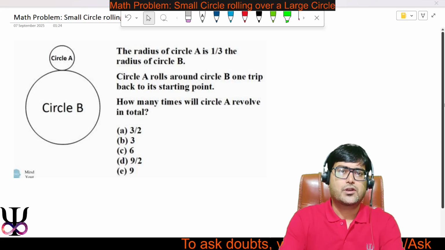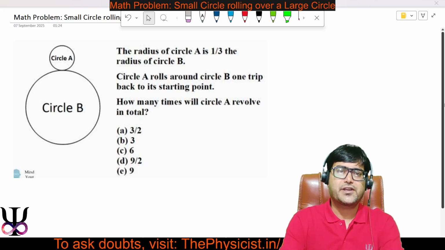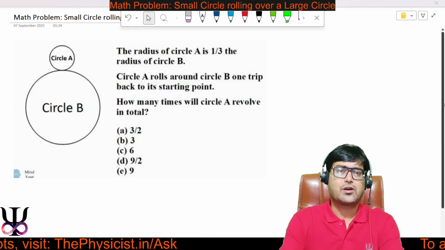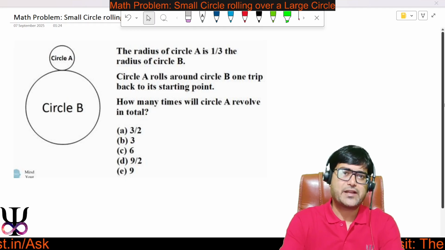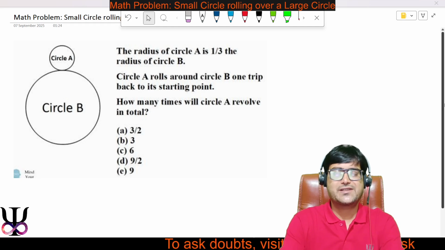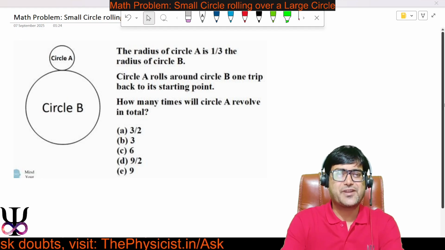Hello students, this is the physicist and we are going to discuss a very interesting math problem today for a change. Now, this question was given to me as a doubt by one of my SIT math students. He's a brilliant student, no doubt, but he also made the same silly mistake which I did when I got this question for the first time. Then I realized my mistake. Well, actually, it's a very silly mistake.